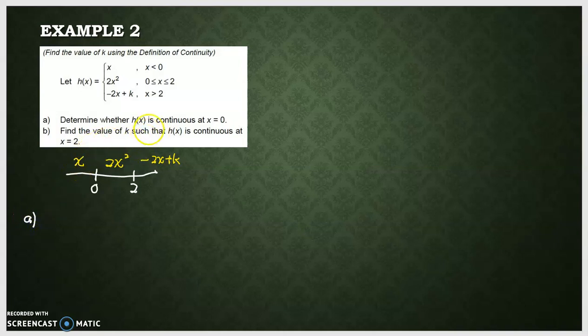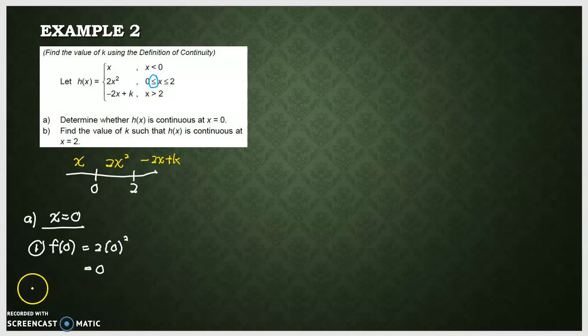Determine whether h(x) is continuous at x equals 0. So the first condition, f(0). Again, we try to identify whether 0 is located in the first interval or the second interval. You can see that in the second interval, this symbol means that 0 is included. So we will choose the second function. So I should have 2 times 0 squared, which is 0.